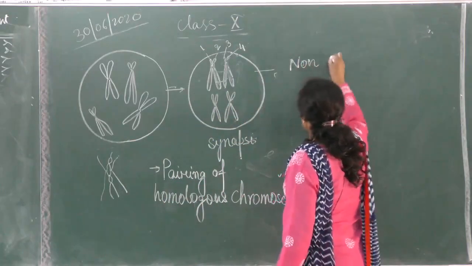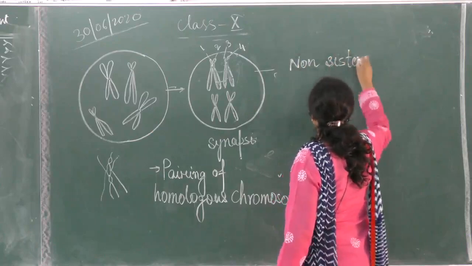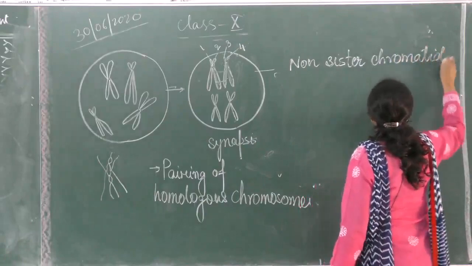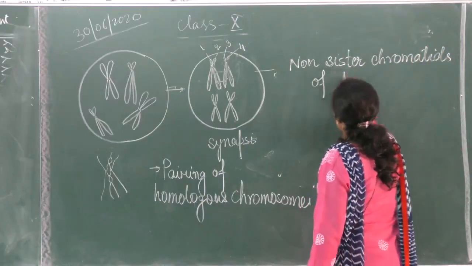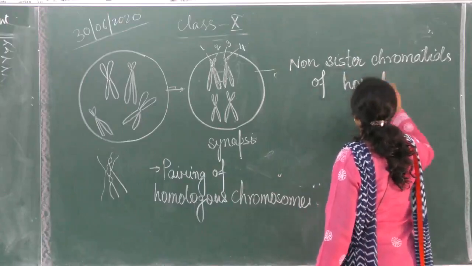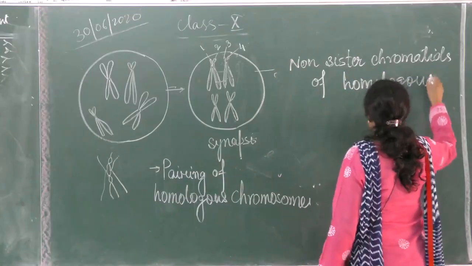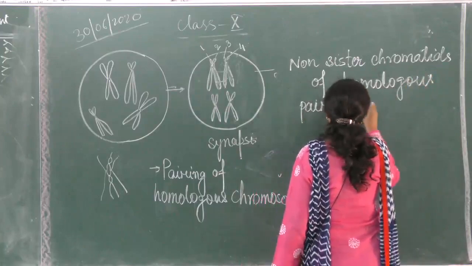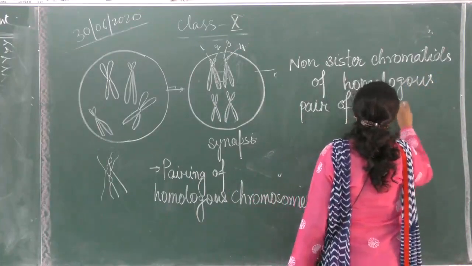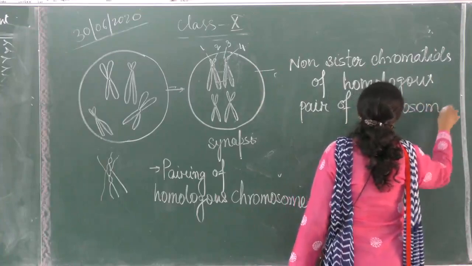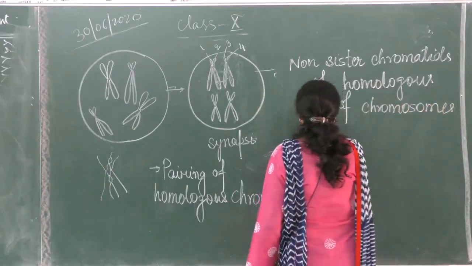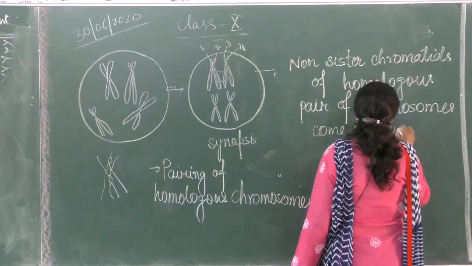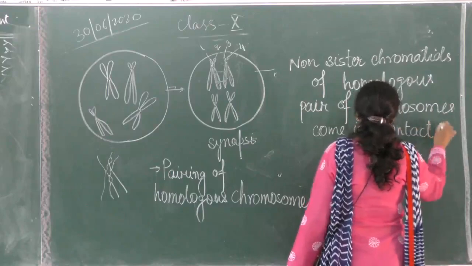Non-sister chromatids of homologous pair of chromosomes come in contact with each other.